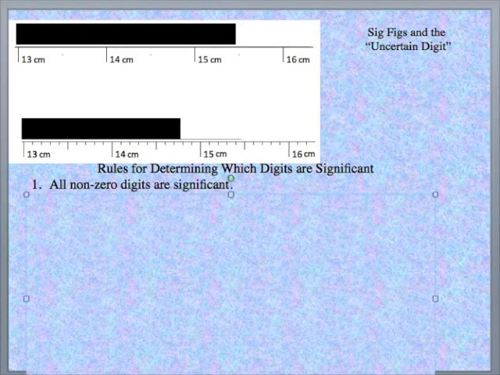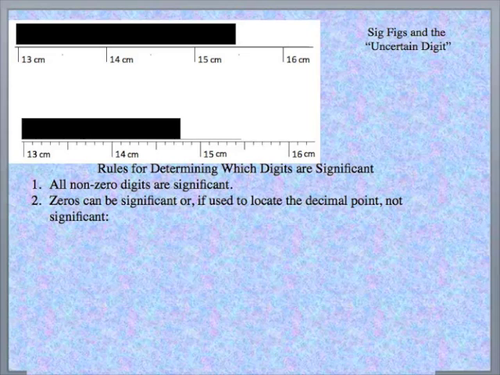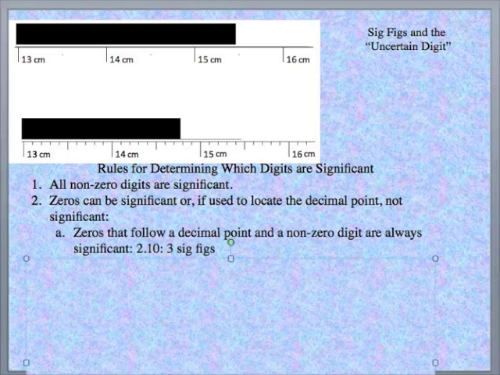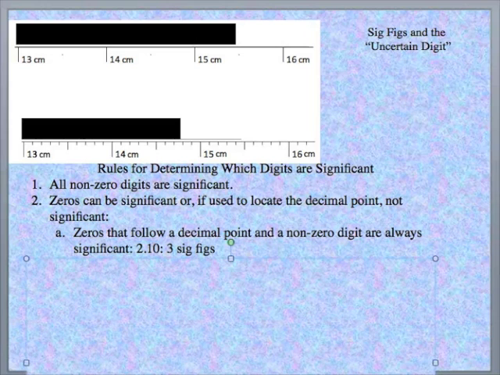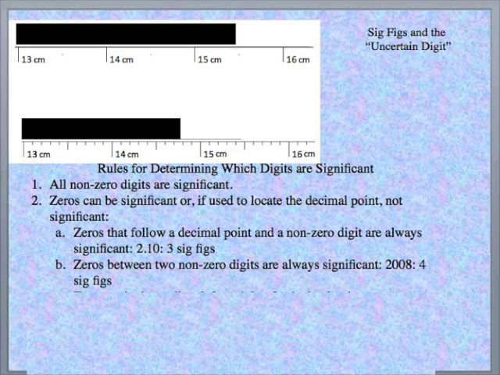First of all, non-zero digits in a measurement are significant. Zeros can be significant, or if they're being used to locate the decimal point, may not and should not be considered significant. So zeros that follow a decimal point and a non-zero digit are always significant. They're not being used to locate the decimal place. So the number 2.10 has three significant figures or three significant digits because the zero is significant. And zeros between two non-zero digits are also always significant.